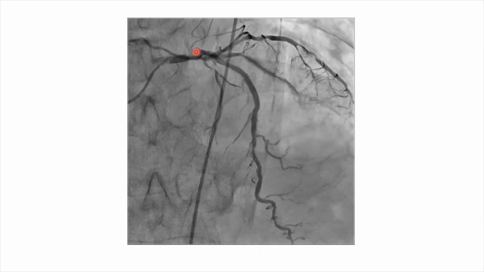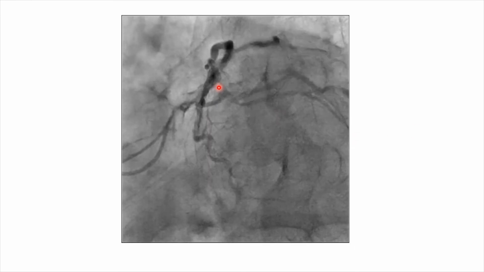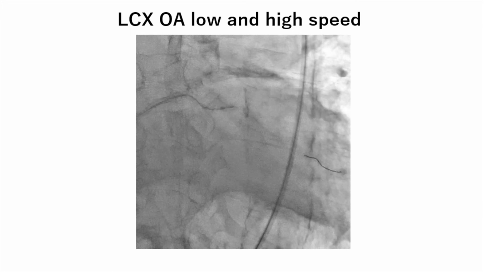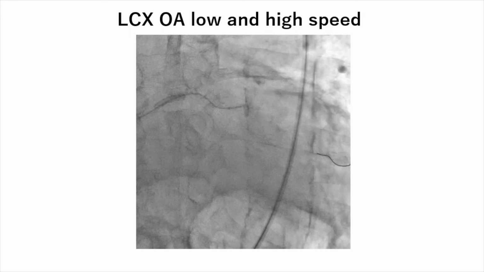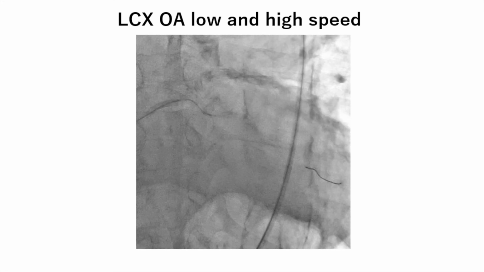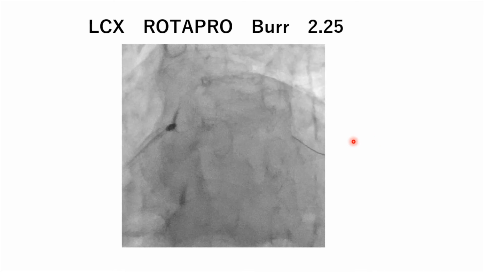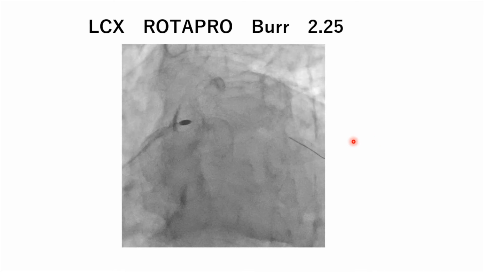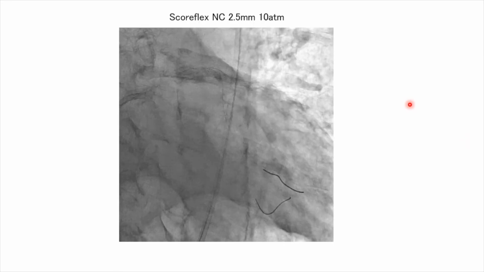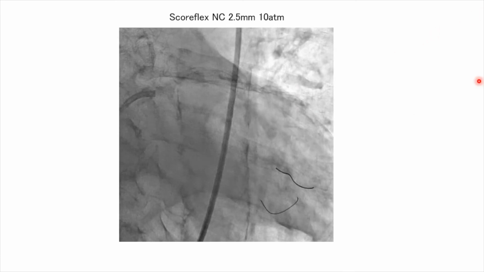Also, this LMT severe stenosis was observed here. And at the orifice of the circumflex, there is also a severe stenosis. Using a Guide Assist, the OA catheter was advanced deeply into the LCX and we started pullback ablation until the LCX orifice. And then rotablation was done at the orifice of the circumflex using a 2.25 mm burr. After circumflex balloon inflation, you can see the expansion in the circumflex orifice.